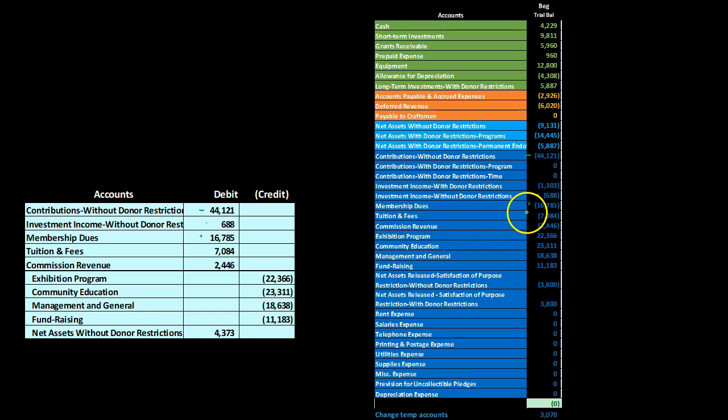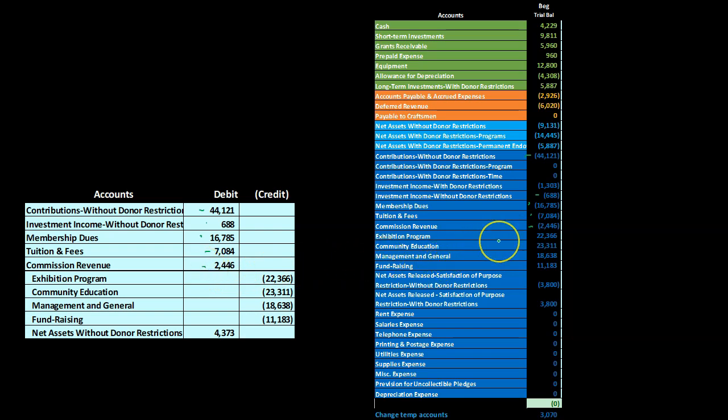Then we have the tuition and fees. Tuition and fees at the 7,084 has a credit balance here. We're going to do the opposite thing to it, debiting it to make it go down. Then we've got the commission revenue at the 2,448. That's also kind of a revenue account. It has a credit balance. We will be doing the opposite thing to it to make it go down.